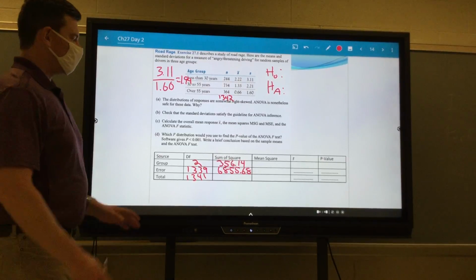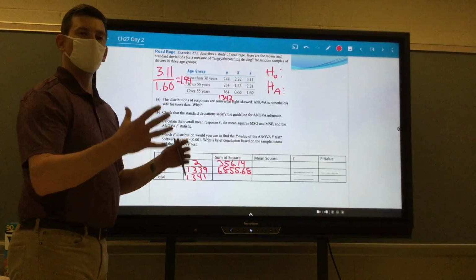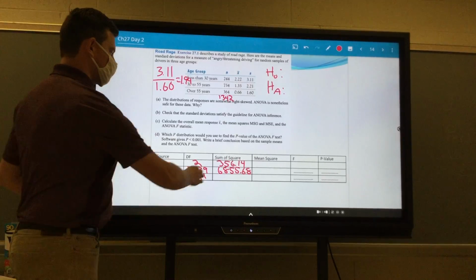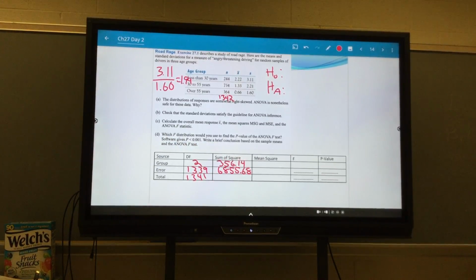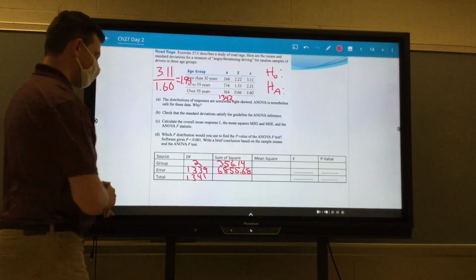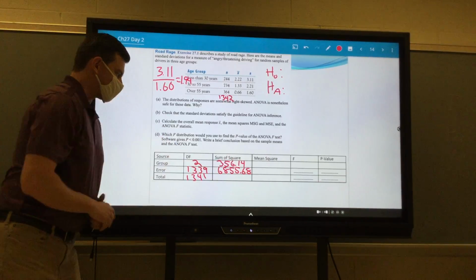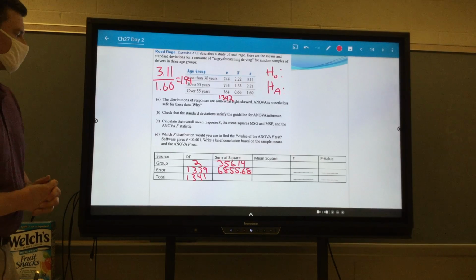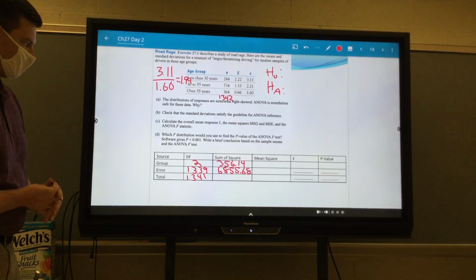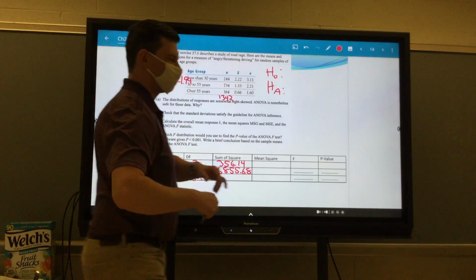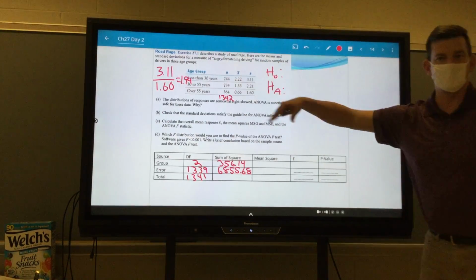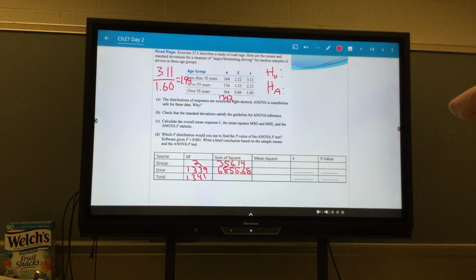Now, I told you that you would be provided with one of these sets of numbers, and it's usually the sum of the squares. Okay? And I wrote those in here. 356.14 for the group, 6855.68 for the error. Those values are what we got from our incredibly complicated equations on the other page, which you would not perform by hand.